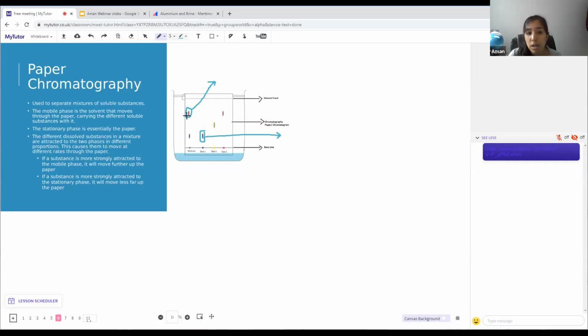And the reason that this red blot here has moved so far up is because it's more strongly attracted to the mobile phase, or to the solvent, and that then allows the solvent to carry it further up the paper. Whereas this blue dot down here doesn't move so far up, and that's because it's less attracted to the mobile phase and more attracted to the stationary phase, or the paper. And so that means it moves less far up the paper. So it's important that we understand why certain substances move further up or less far up depending on their attractions.